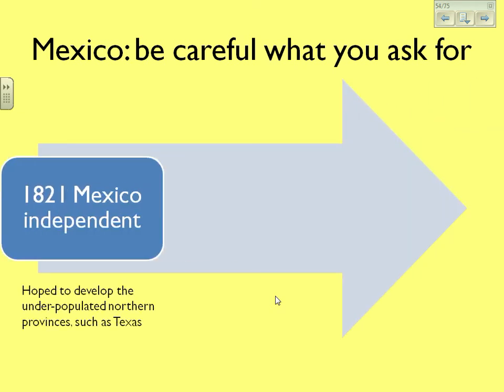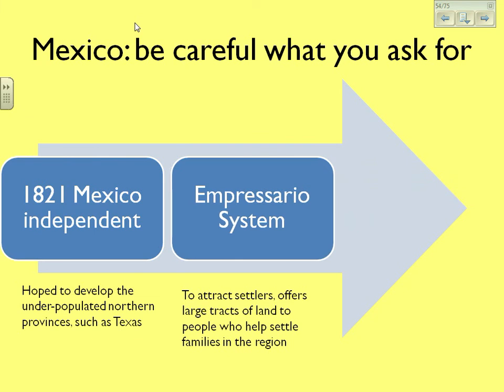Mexico has become independent, 1821, and the area that's now Texas was very underpopulated, and the Mexican government is hoping to develop this region. So they'd like people to settle in the region, and they encourage people to settle in. It's a system that they call the empresario system. The way it works is there's lots of land, not enough people. Okay, we'll offer them the land, and large tracts of land would be promised to people who help to settle families in this region. And many Americans took advantage of this offer.